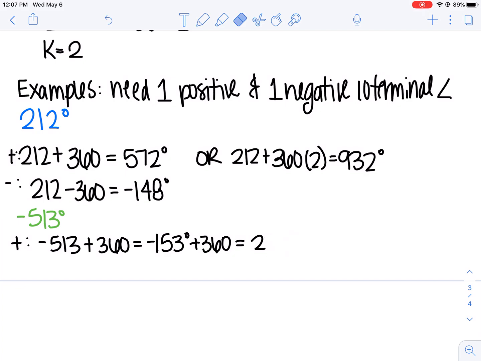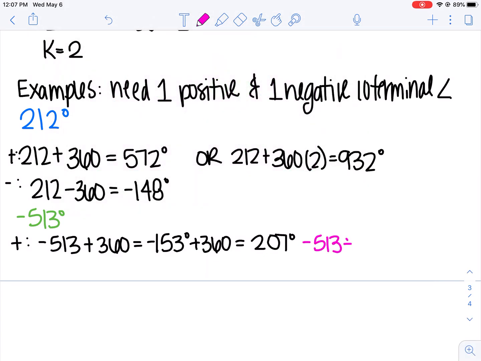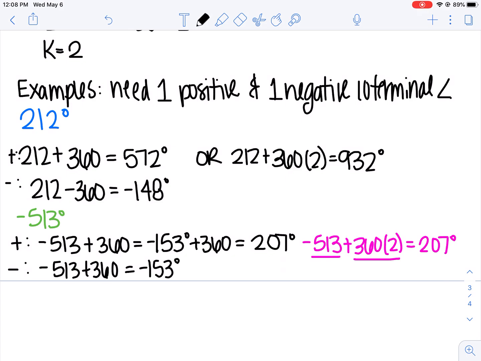That's going to be a positive coterminal angle. Now we actually already stumbled upon our negative, but I'm going to go back and write out what we just did, so you can see it written like the formula from above. Theta plus or minus 360 times k. Now my negative one. I don't have to always subtract 360. I just need a negative number. So technically I've already done that. Negative 513 plus 360 gave me negative 153. That was a negative number.